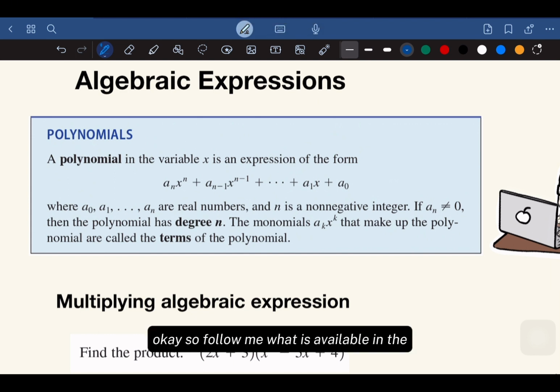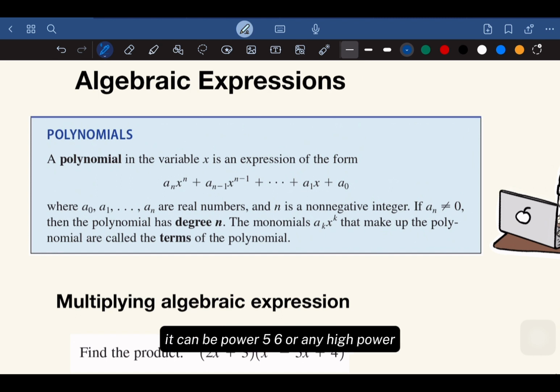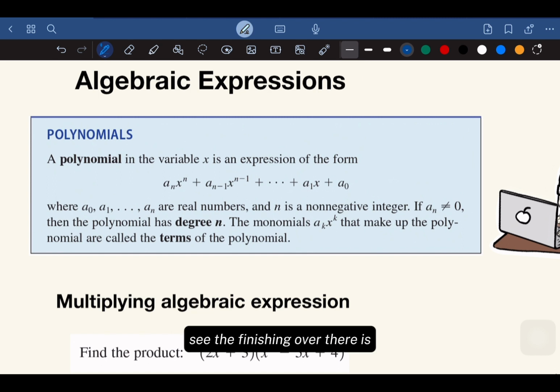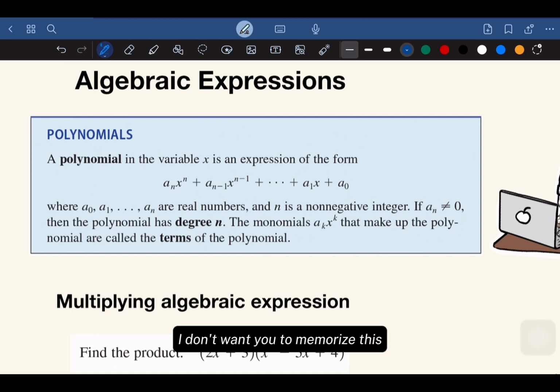A polynomial, of course, is a variable in an expression of the form that has power n. It can be any power n. It can be power of 5, 6, or any high power. You can see the definition over there. I think it's quite complete, and I don't want you to memorize this. I want you to understand.